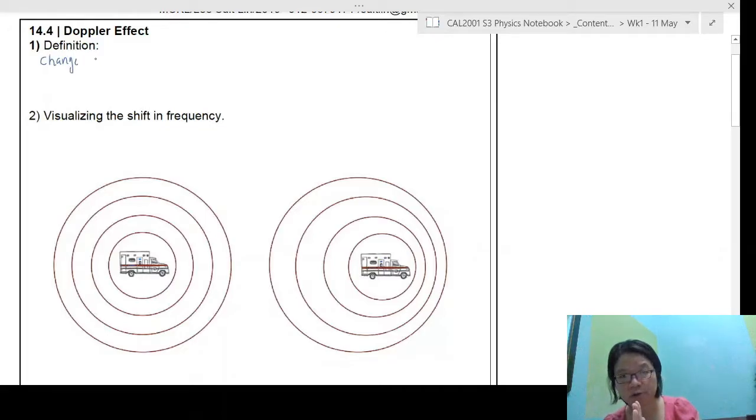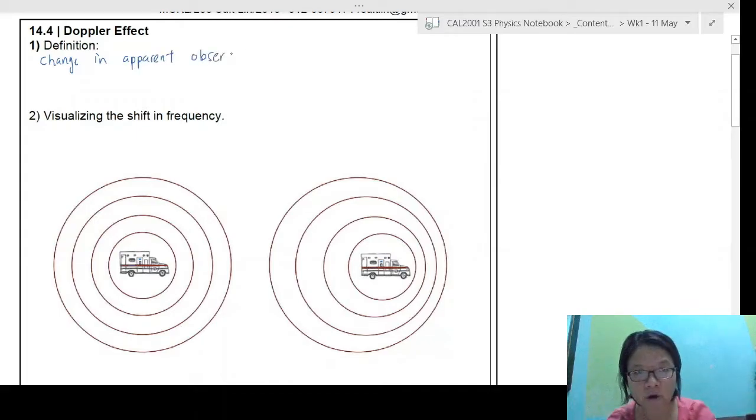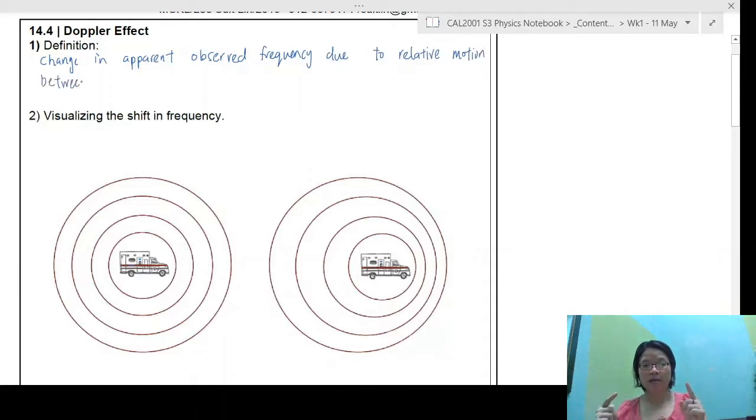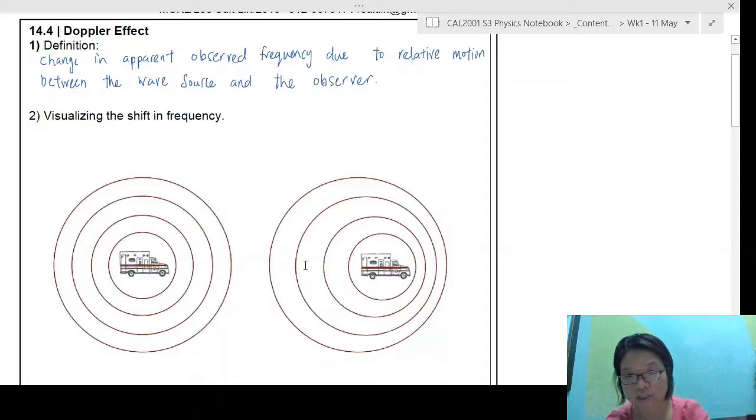Okay, so when we define this, we say that this is the change in apparent frequency or observed frequency due to relative motion. So it has to be either moving like this, so this is the observer, this is the source, or moving like this. Move like this, no relative velocity. Due to relative motion between the source and the observer. So there has to be some form of relative motion. If you don't understand what relative motion is, you can talk to me.